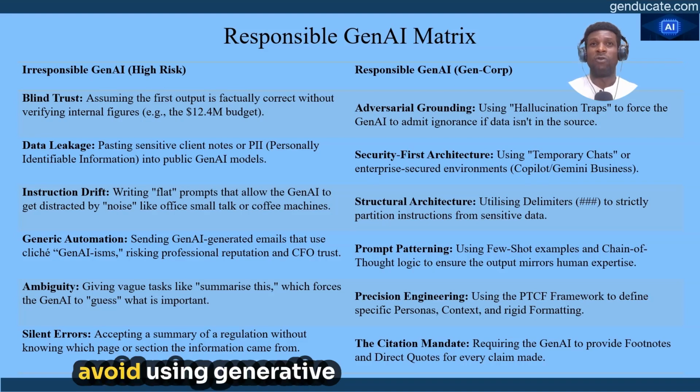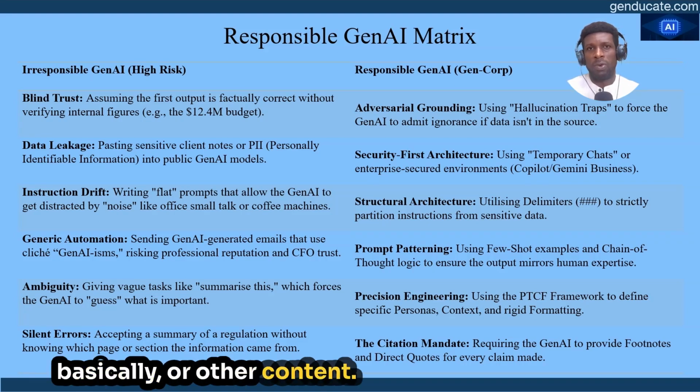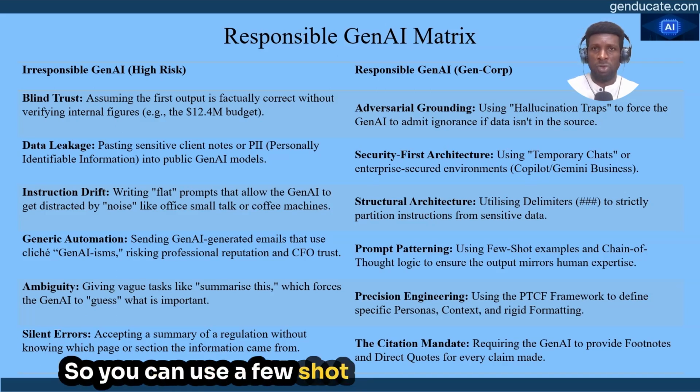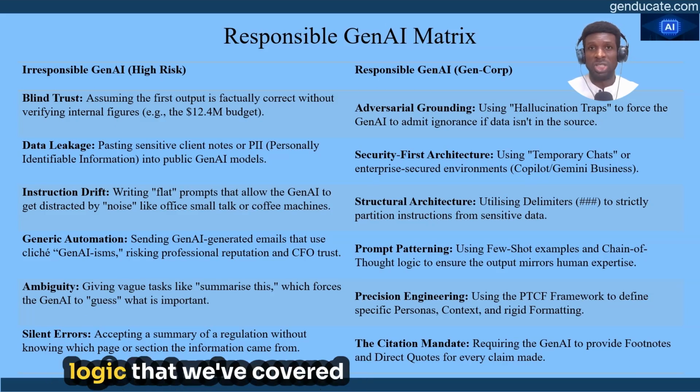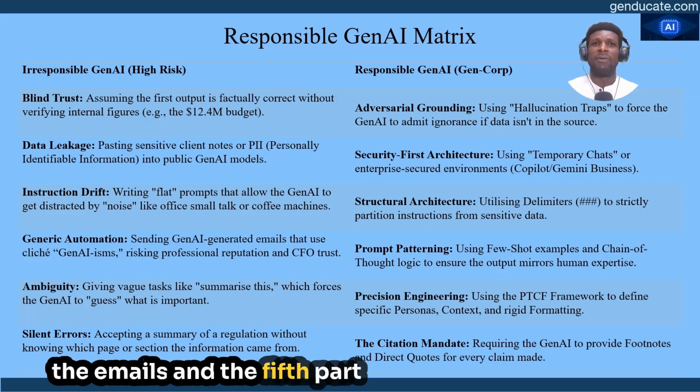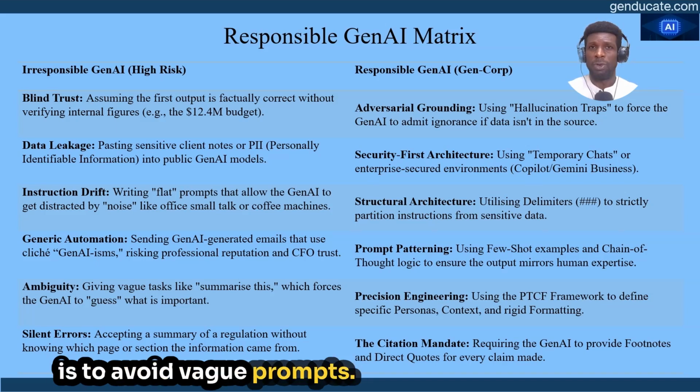The fourth one is to avoid using generative AI for generic emails, basically, or other content. So you can use a few short examples, chain of thought logic that we've covered to personalize the content, the emails. And the fifth part is to avoid vague prompts.